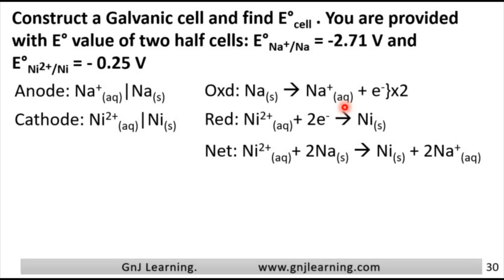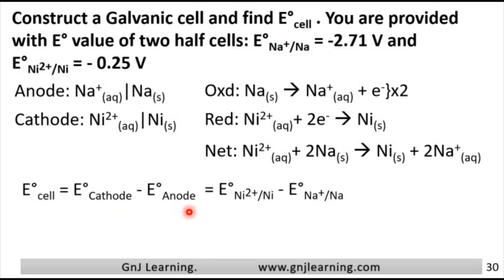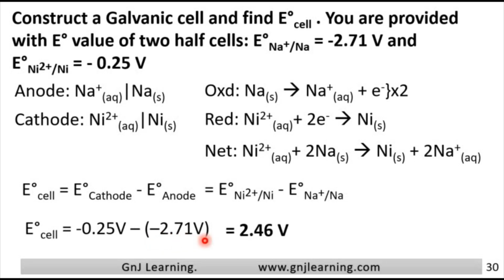So what is E0 cathode? E0 cathode is minus 0.25 volt, and E0 anode, because sodium is the anode, is minus 2.71 volt. So we have the formula: E0 cell is equal to E0 cathode minus E0 anode. Cathode is nickel and anode is sodium. So substituting the values, minus 0.25 volt minus of minus 2.71 volt. You will get 2.46 volt from this cell between sodium and nickel.